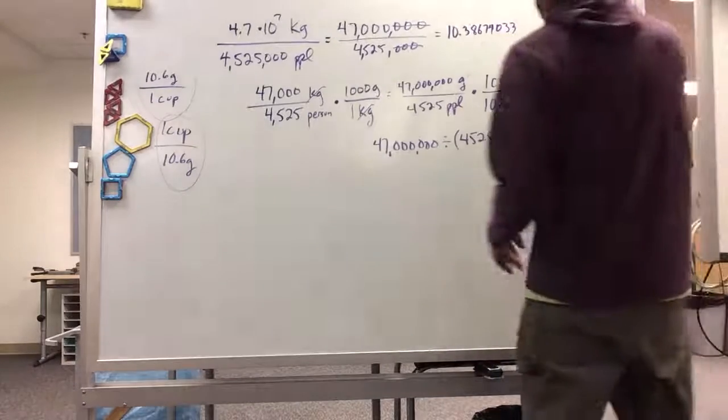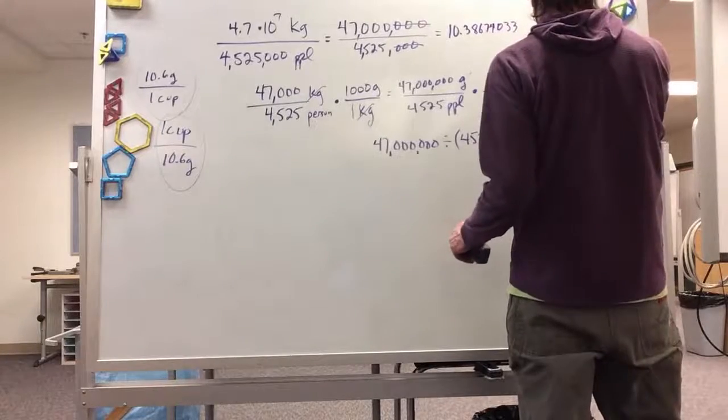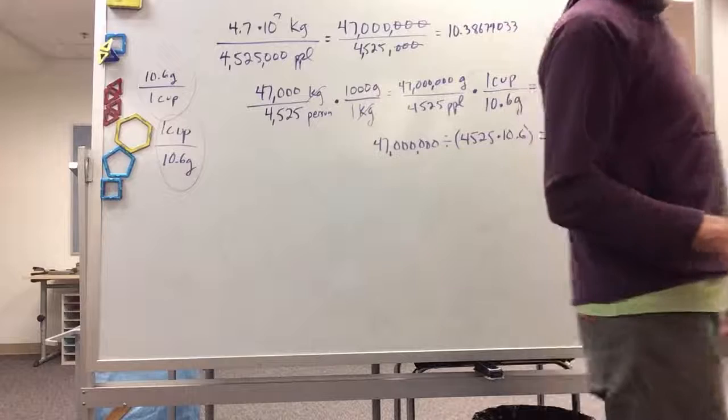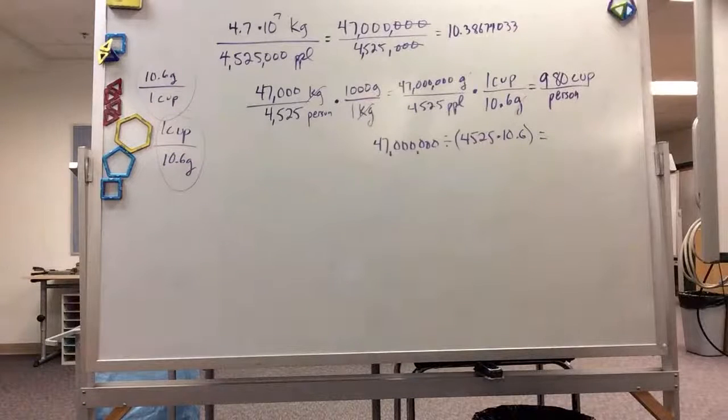979.8. So let's just round it up. 980 cups a person a year. How many cups a day? Divided by how many days in a year? 360. So that's only 2.7 cups a person a day. But that's every man, woman, child, infant, person on life support, everybody.